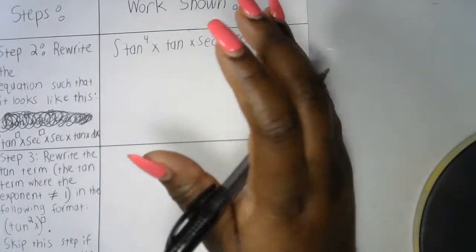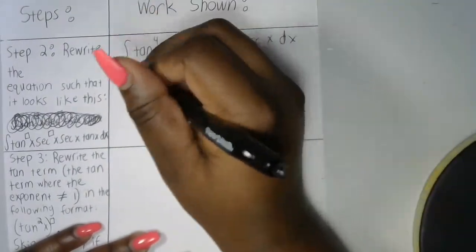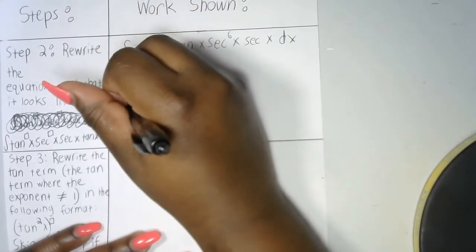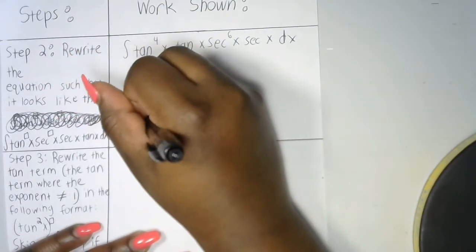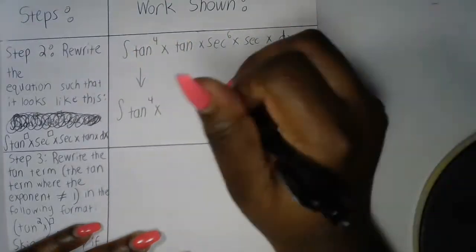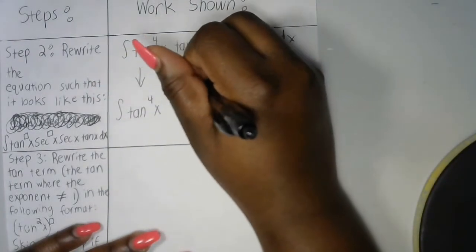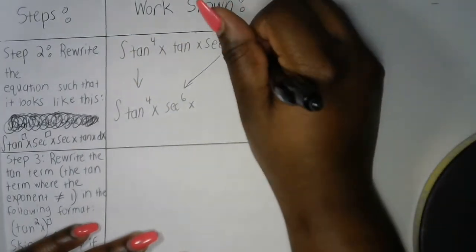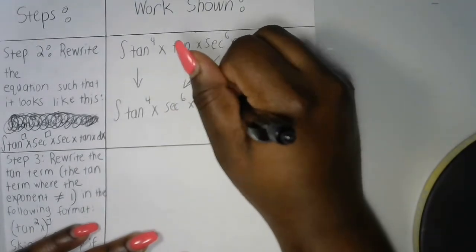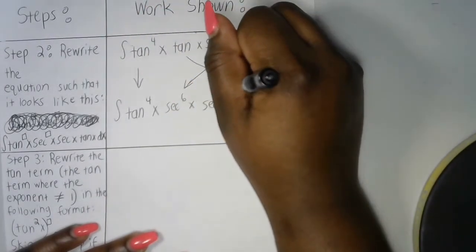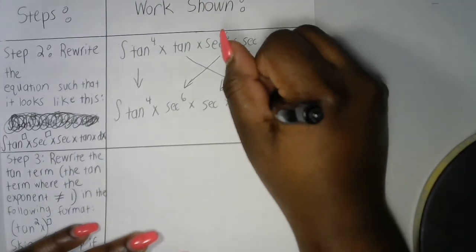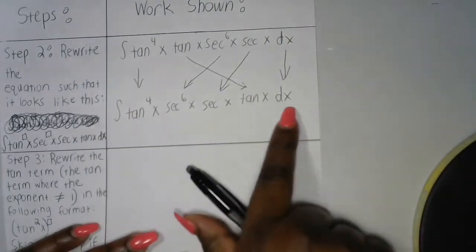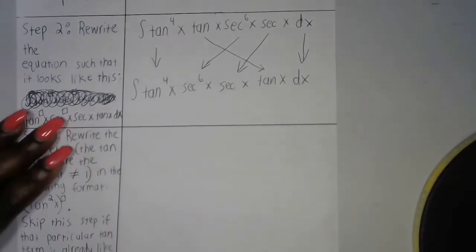Like I said, the step isn't that important. It's just helpful for the algebra later and just the process of breaking down the equation. So let's rewrite it. First, tan x to the 4th power. Then next we got secant x to the 6th. Then after that, we got secant x. Then lastly, we have tan x. And then you can just bring down the dx. So this is the rewritten integral. Alright, so now let's go to step 3.